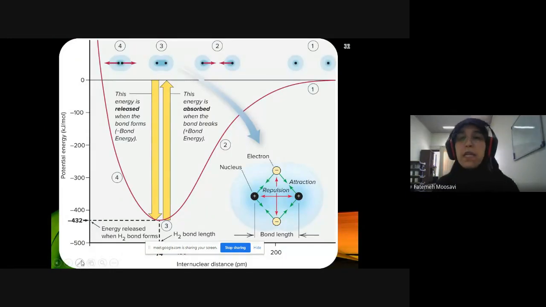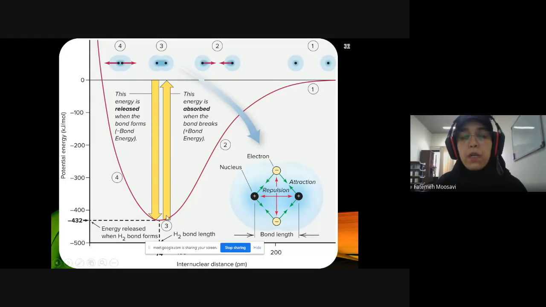To make it more clear, let me show another figure. This figure, again, demonstrates the dependency of potential energy on the internuclear distance. This figure is specific to the hydrogen molecule. If the hydrogen atoms are far from each other, we see that their interaction is zero. Making these atoms closer together, we see at point 2 we have lower energy in comparison with point 1. It means that the atoms have attraction with each other, according to this figure.